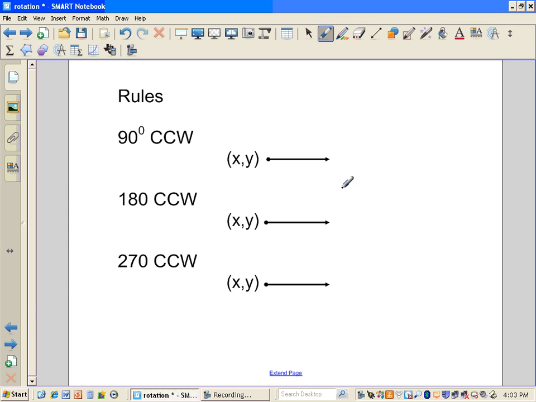So if we compare the different rules, (x, y) for a 90-degree rotation becomes (negative y, x). For 180, (negative x, negative y). And for 270, (y, negative x).